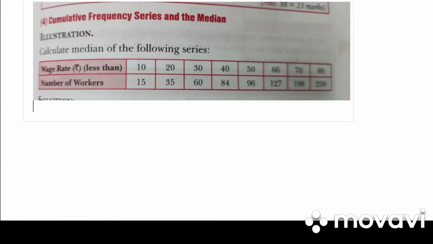This was our frequency series. Write down the next side heading, number 4: cumulative frequency series and the median. What is a cumulative frequency series? It is either less than or more than. So we have calculated the median of the following series. They have given us less than data, that is 10, 20, 30, 40, 50, 60, 70, 80, and then they have given us the number of workers. We need to find the median.